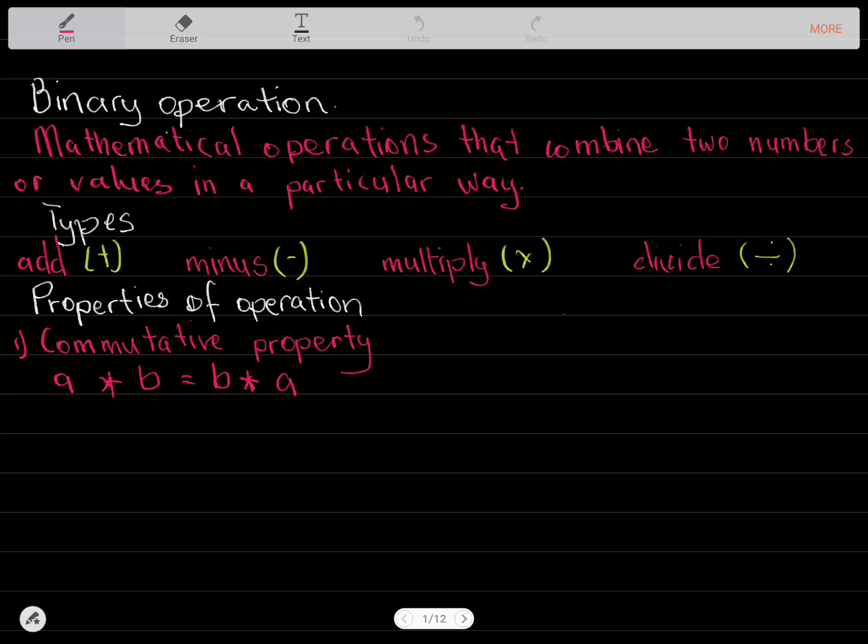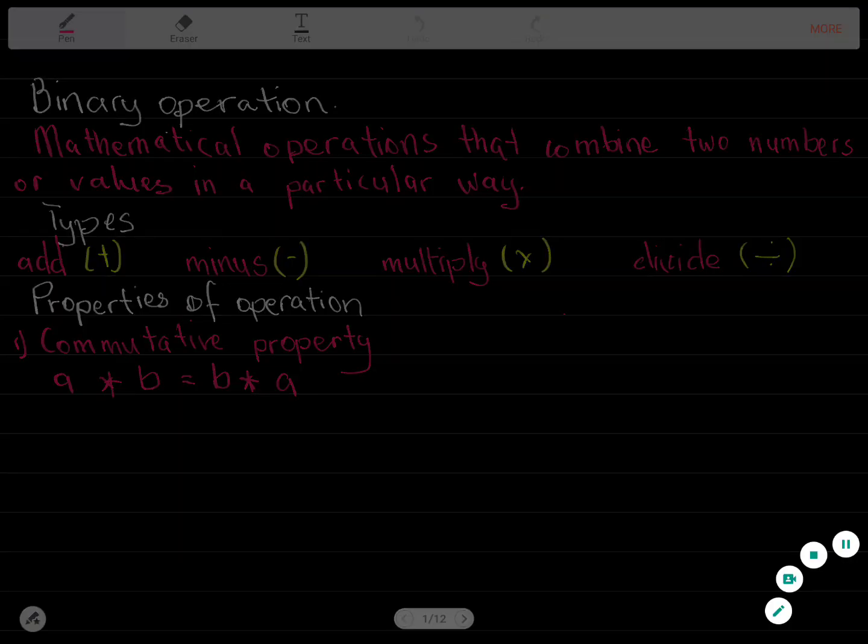So today we'll be looking at binary operation. What is binary operation? It is a mathematical operation that combines two numbers or values in a particular way. The major types or forms of binary operations we have are addition or adding, minus, multiplication or to multiply, and then division, that is to divide.